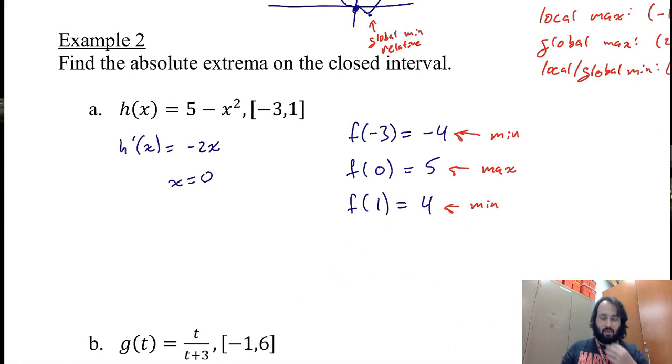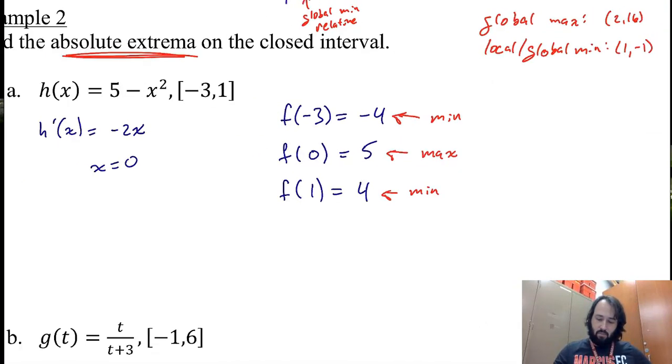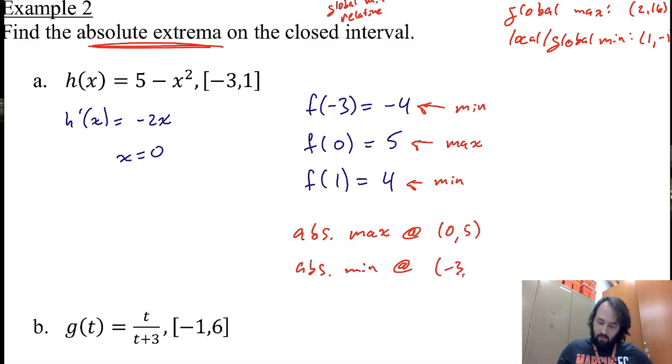But for the absolute extrema, notice it just says absolute. I do not want to list that 4 as a minimum. So I have an absolute max at 0, 5 and an absolute min at negative 3, negative 4. All right.